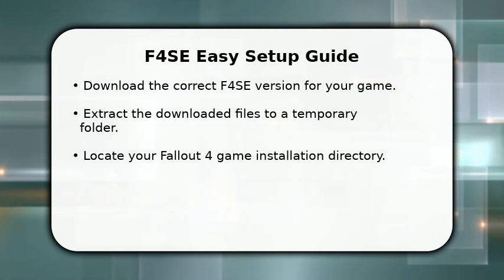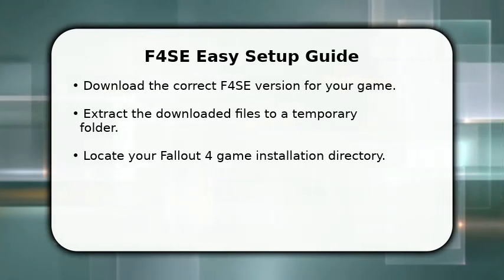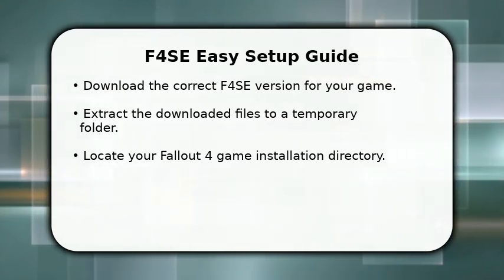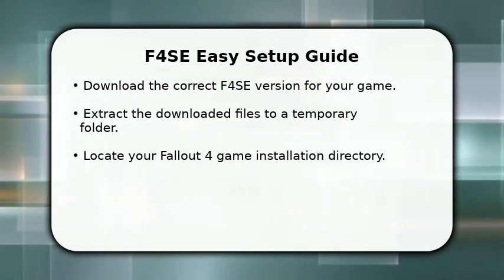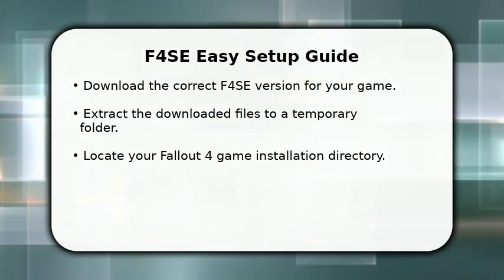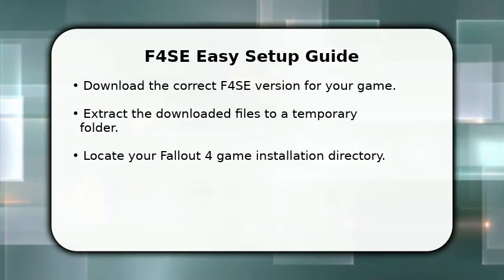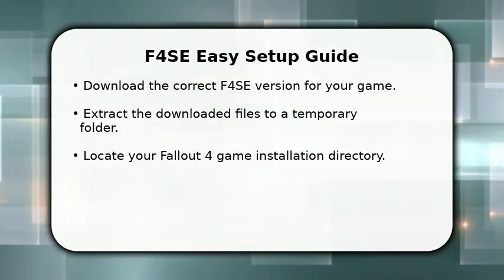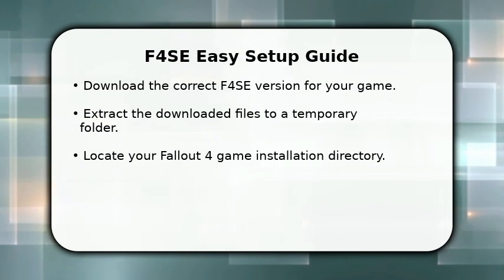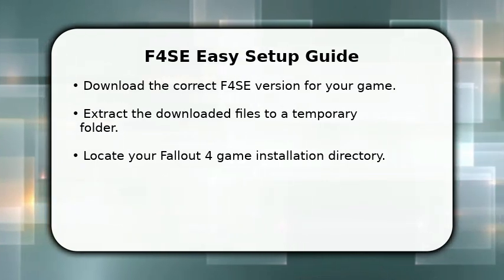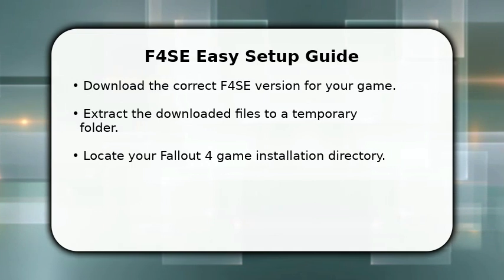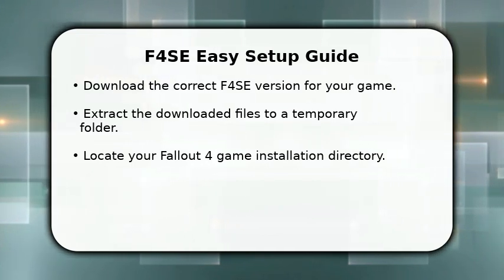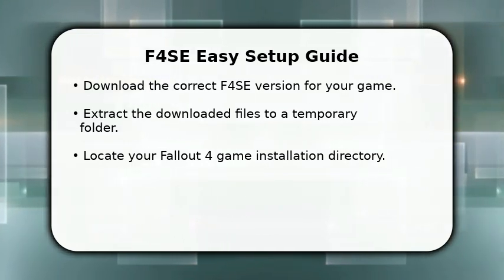In this video, I will explain how to set up F4SE using an easy method. First, you need to download the correct F4SE version that matches your Fallout 4 game. Once downloaded, extract all the files into a temporary folder on your computer. Next, navigate to your Fallout 4 game's installation directory, which is usually found within your Steam folder. This initial step ensures you have all the necessary components ready for installation.